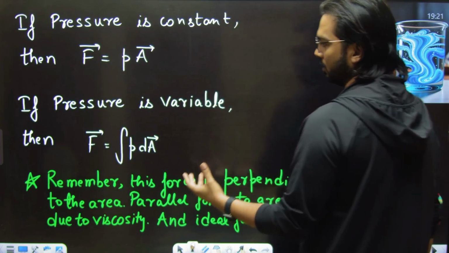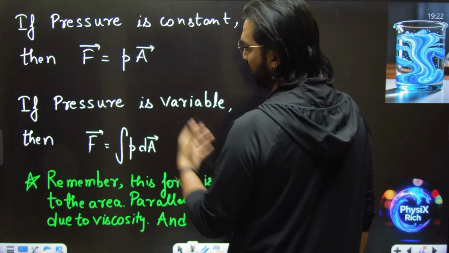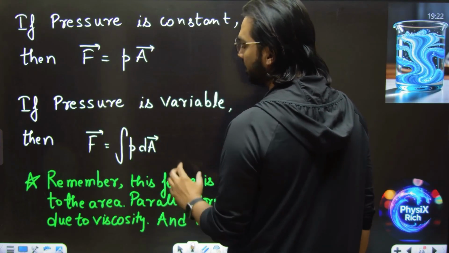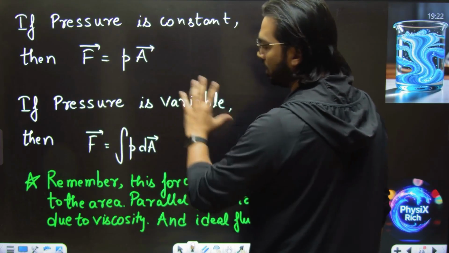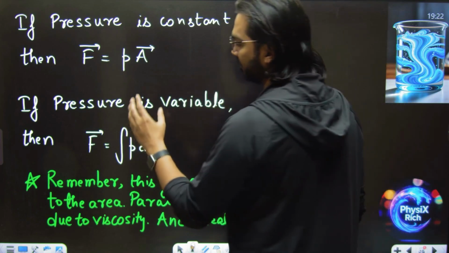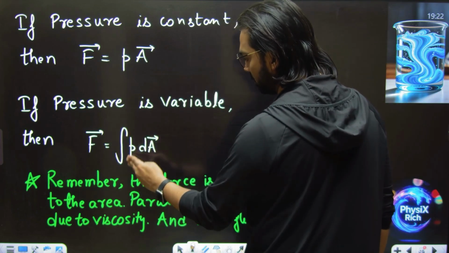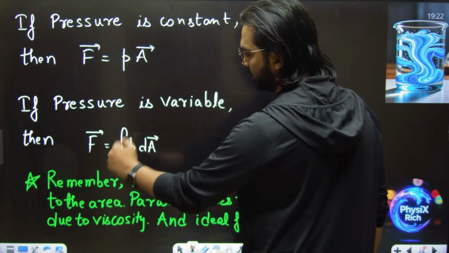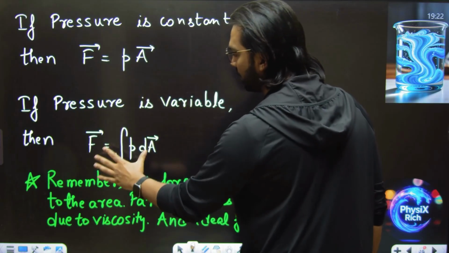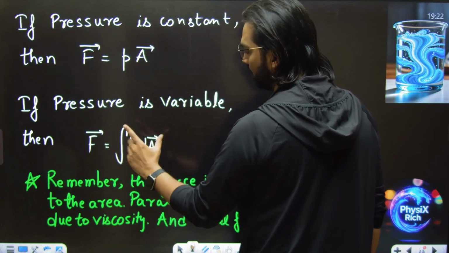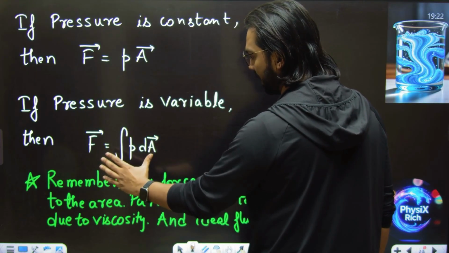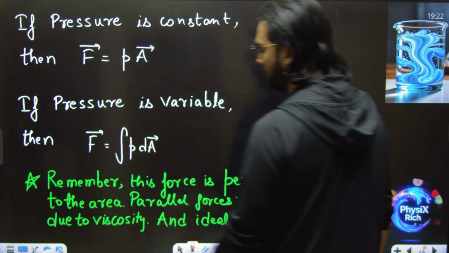Now, if we have a constant pressure value, then force becomes equal to pressure times area. If the pressure is variable, if pressure varies, then for the overall calculation of force, we must perform a small integration. Integration of P dA. Please remember this, guys. This is useful. It will appear to you in many calculations, many problems later on.